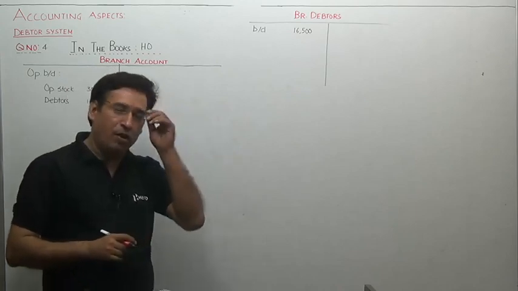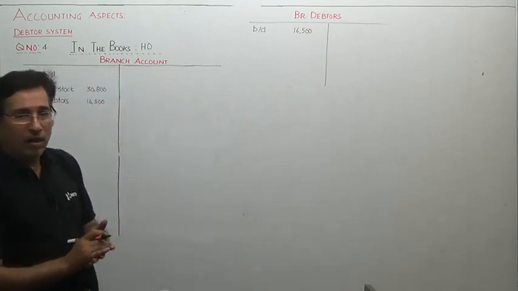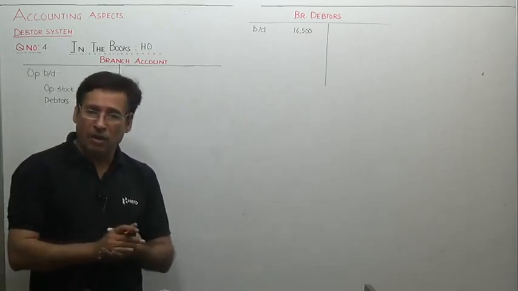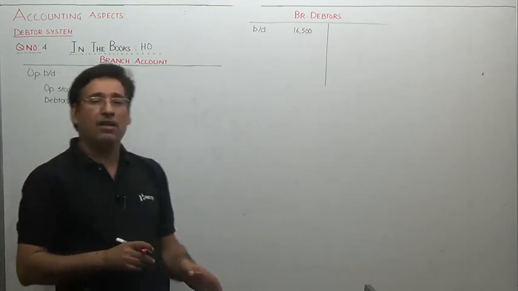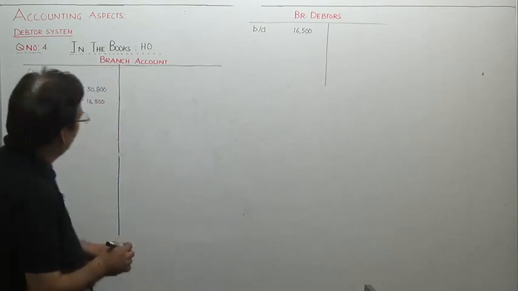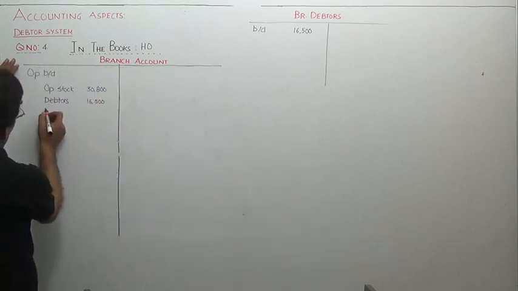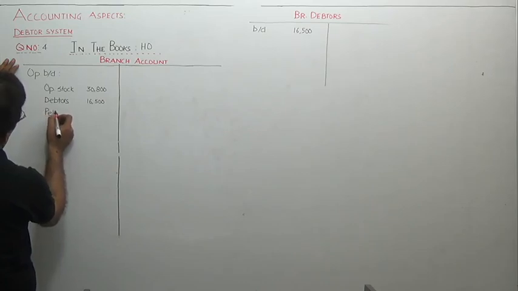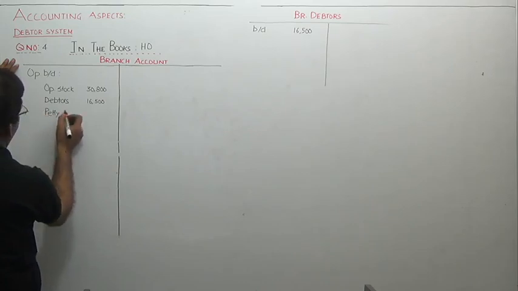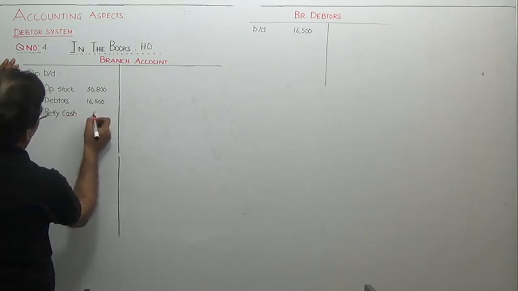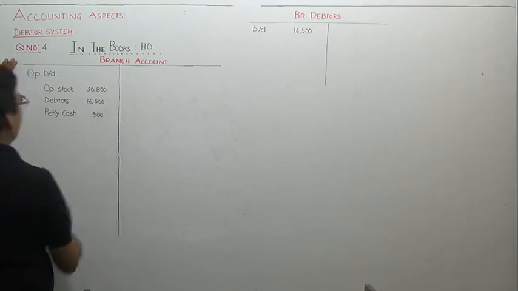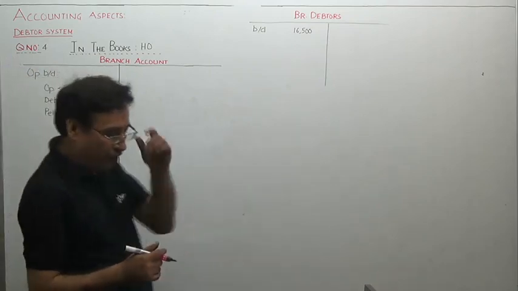Now we have got petty cash. This is the word you have heard a lot of times, and you know that it's a real account, petty cash, but it will require some discussion which I will do later on. At this moment, since the balance is given, I am going to write here petty cash. Petty cash balance is given to you as 500.